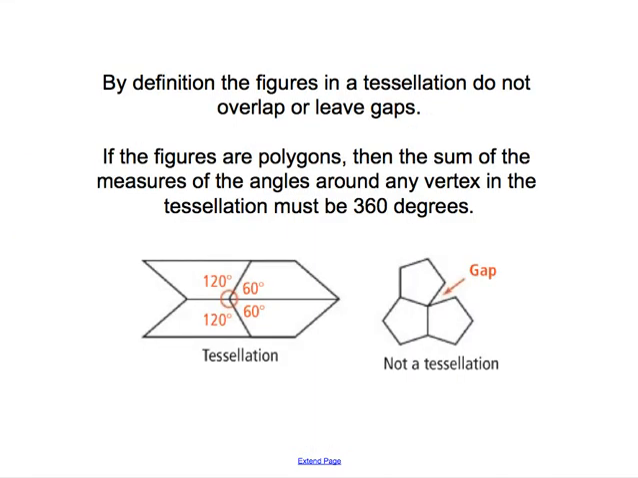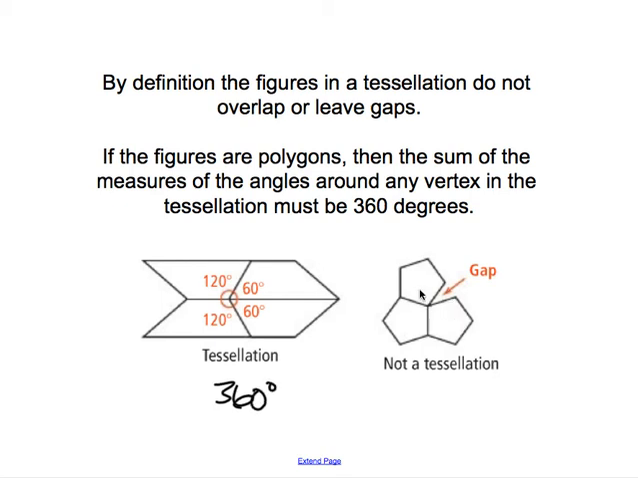So by definition, the figures in a tessellation do not overlap or leave gaps. So if the figures are polygons, then the sum of the measures of the angles around any given vertex in the tessellation must be 360 degrees. In these example pictures, you can see that these trapezoids make a tessellation because we have 2 sets of 120 and 2 sets of 60, which does in fact give us 360 degrees.